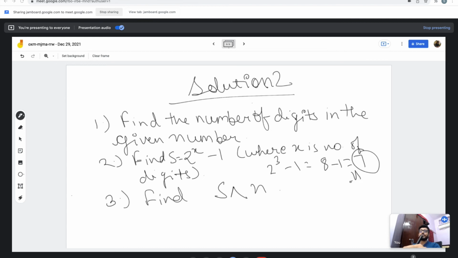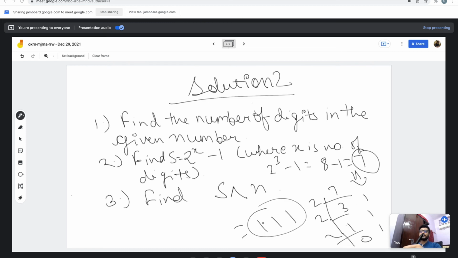And what is the binary representation of 7? It is 1 1 1, which is basically the combination of ones we need for finding the complement in case of a 3-digit binary number. So that's why we are going to find a number which is 2 raised to power x minus 1.